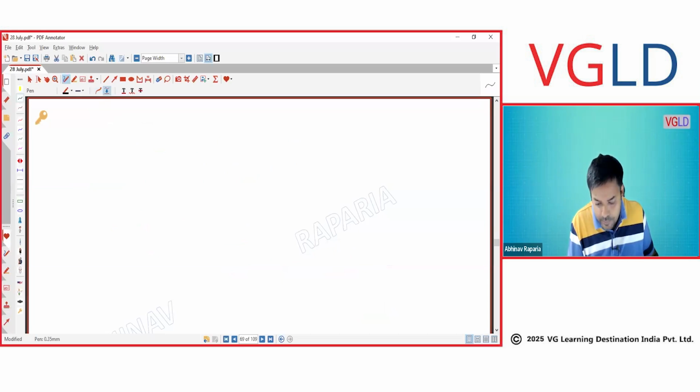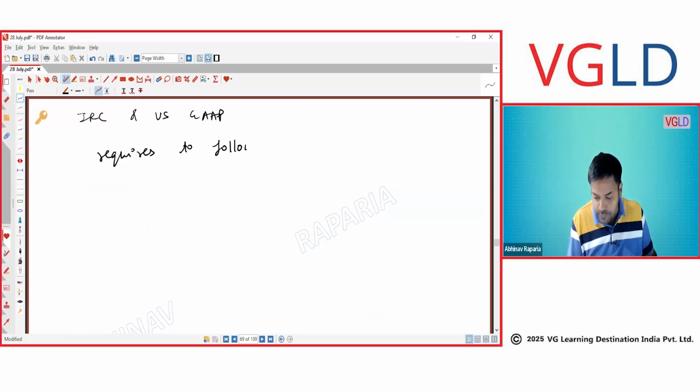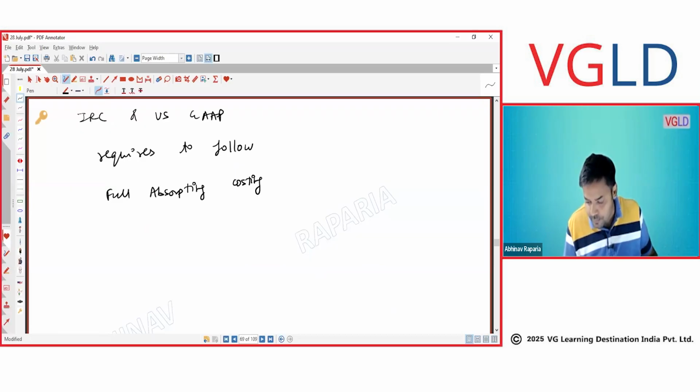IRC and US GAAP. IRC and US GAAP require you to follow the full absorption costing method, not variable.